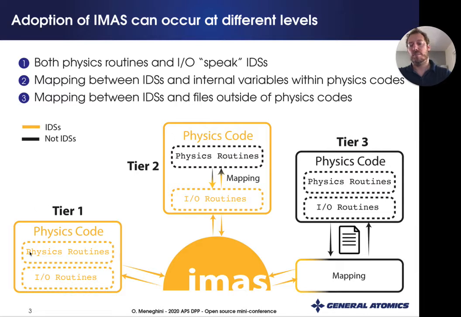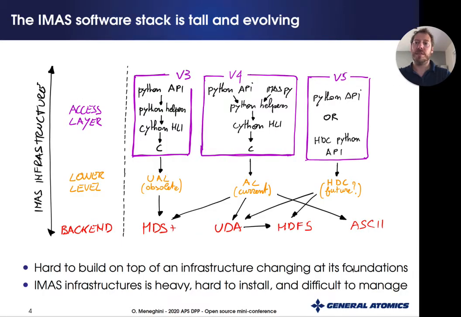So the adoption of IMAS can occur at different levels. In the most tightly coupled approach, the physics routines and the IO routines are all designed to use the IMAS data structure. The second approach is if you have, for example, some legacy code, you can redesign the IO routines to speak the IMAS language, and then you do some kind of mapping inside of the code itself. The third approach is that you leave your codes intact. They keep reading and writing the same files as they've always done, and then you do the mapping outside of these codes in some third-party code or routines.